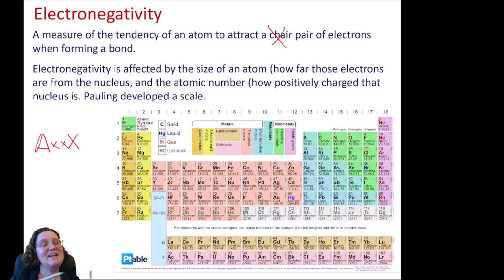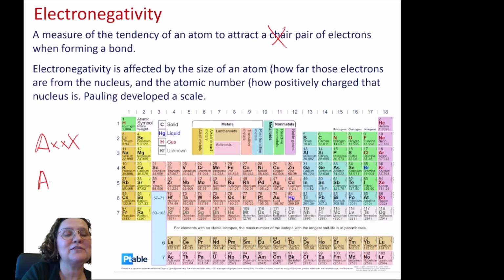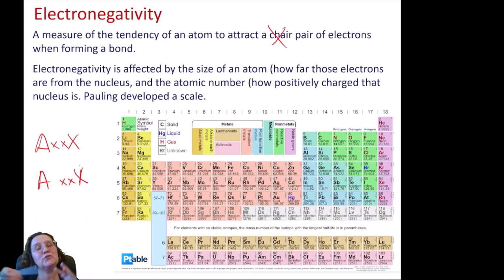So yes, they are being shared, but they spend more time near one of the atoms, closer to the nucleus of one of the atoms. And that's what electronegativity tells you: how strong an atom is to attract the pair of electrons of a bond when it's forming a bond with another atom.